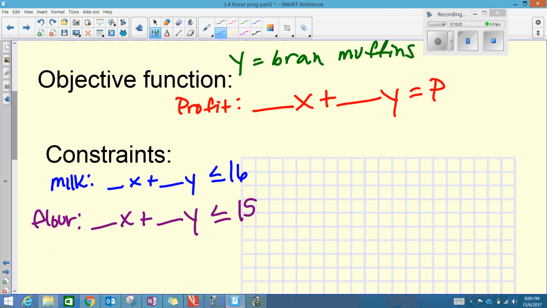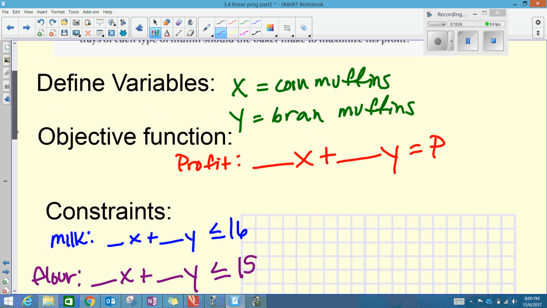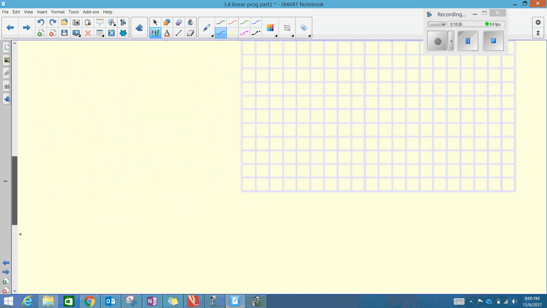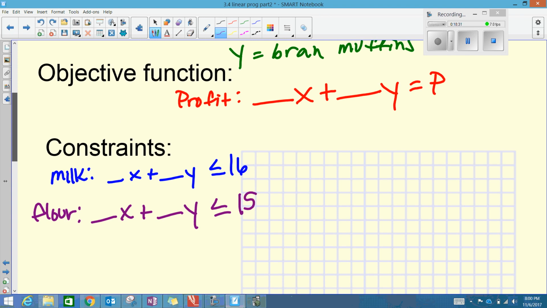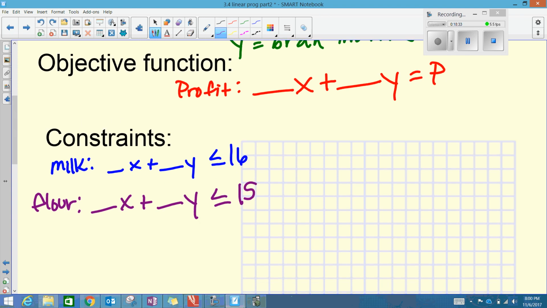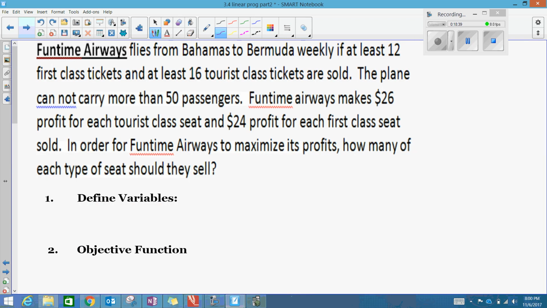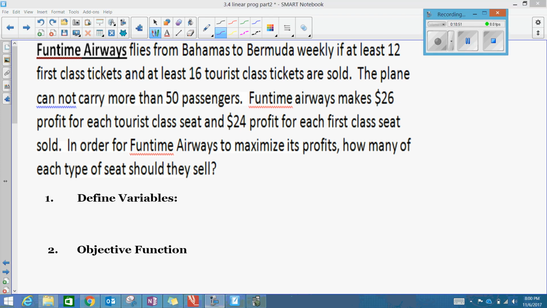Okay, so I want you to finish the rest of it for homework. I want you to fill in the numbers, graph it, come up with the vertices, the objective function, etc. Now, we're going to do one more example to set you up for homework too. I'm going to work through this example, and then I want you to finish one just like it for homework. So I'm going to stop this for a second and let you read this because it's pretty long. Stop my video and read it.